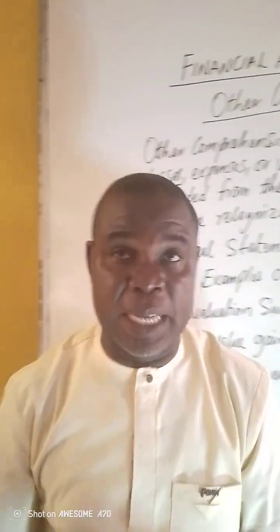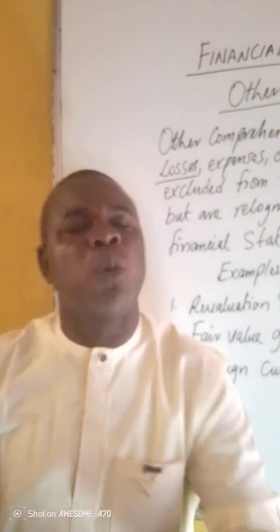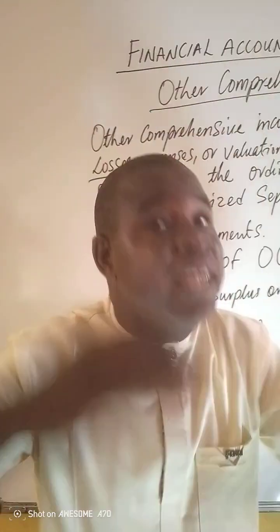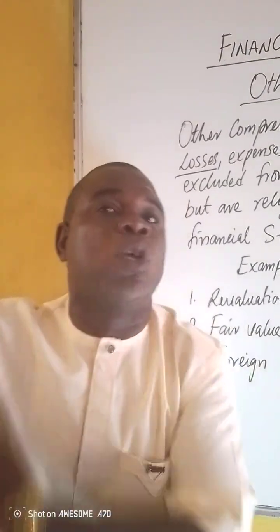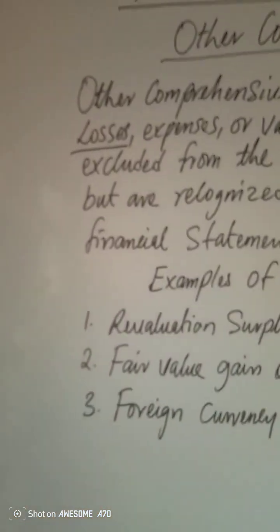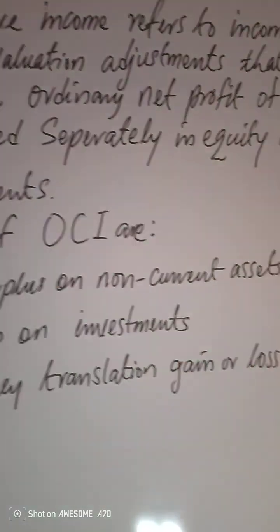That is investment. Any investment, especially in shares or other money kept somewhere that's supposed to be attracting income. If the income increases over time, the increase in that income compared to what was acquired is referred to as other comprehensive income.